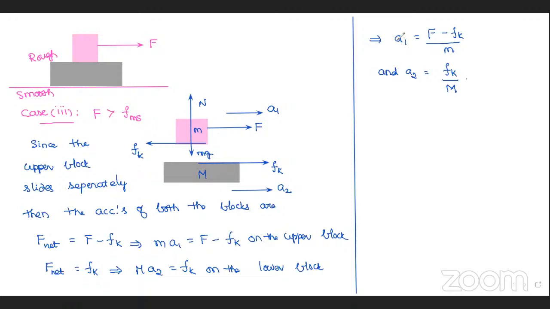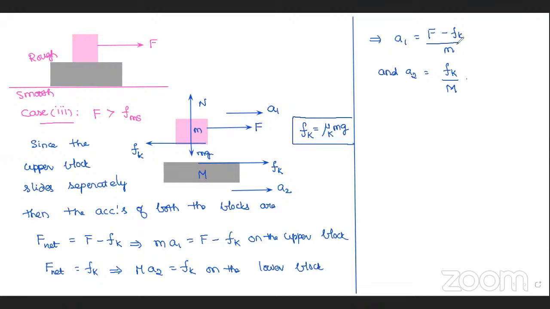Keep in mind, to find a1 and a2, first of all Fk we require. So here we have to write what is Fk. Fk is equal to mu k into N. N is balanced by mg, so that you don't forget. This is Fk. By substituting that Fk here, you will get the answer.